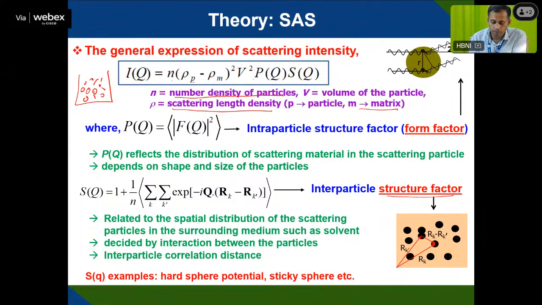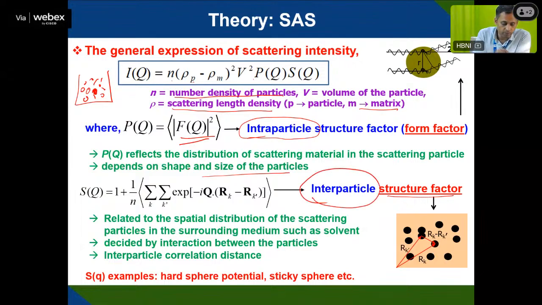So this P(Q), the form factor, is nothing but intraparticle interaction. That means within the particle, if there is an interaction, that is intraparticle structure, the form factor P(Q) is equal to F(Q) squared. P(Q) reflects the distribution of scattering material in the scattering particle, how the internal things are contributing to the scattering. It depends on the shape and size of the particle. But S(Q) is interparticle interaction. Like you have one particle here, another particle here, so how they are interacting with each other, that interparticle interaction will give you the structure factor.